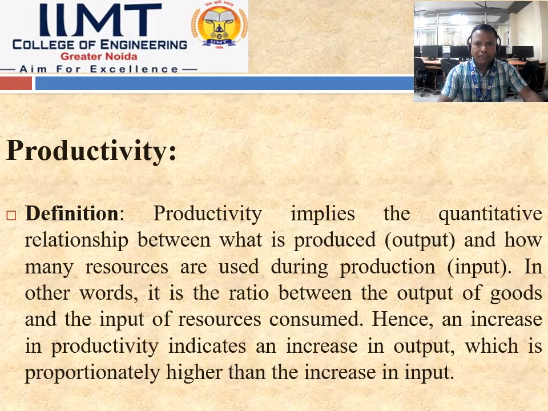So what is productivity? Productivity implies the quantitative relationship between what is produced, that is output, and how many resources are used during production, input. In other words, it is the ratio between output of goods and input of resources consumed. Therefore, if output is more and input is less, then there is more productivity, which is needed for the survival of any organization. The value of productivity is more than one.